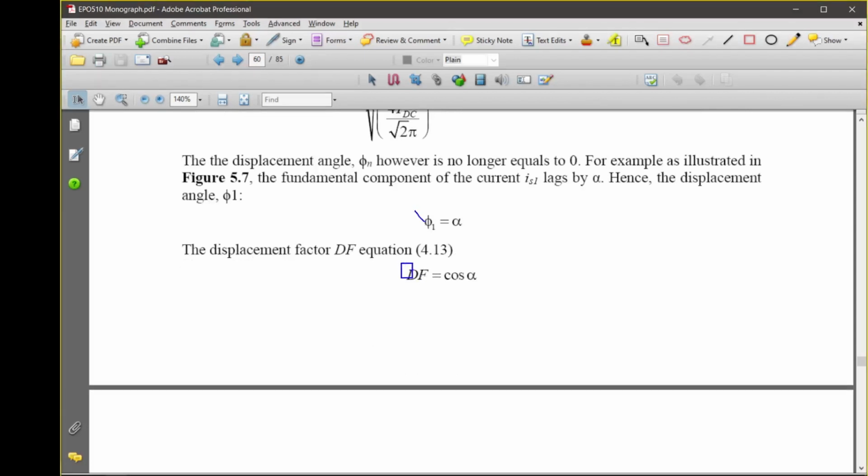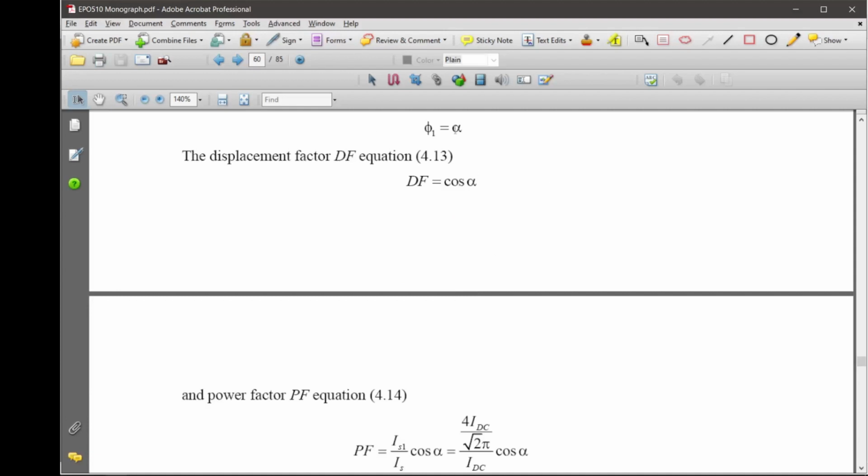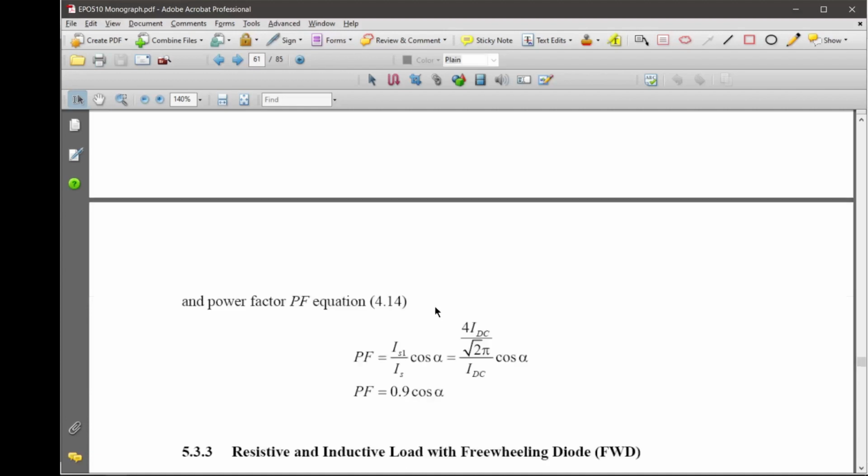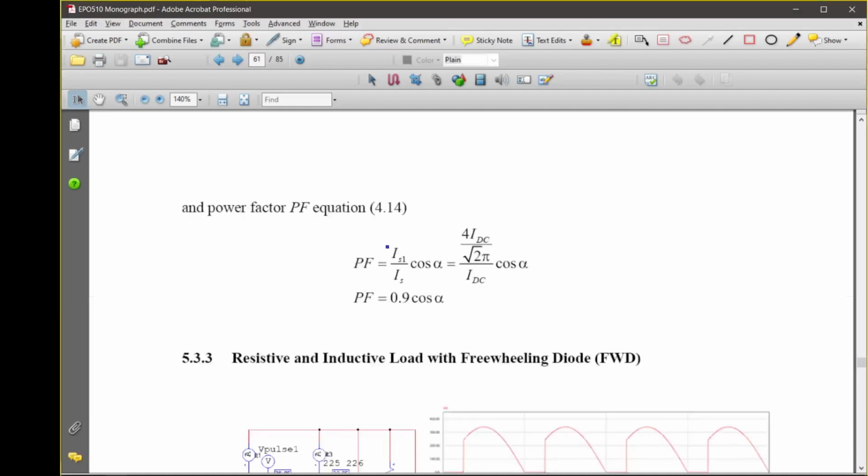Okay, so we know that phi1 is now alpha instead of 0, and therefore the displacement factor cos alpha can be calculated if you know alpha, and then the power factor now becomes 0.9 multiplied by cos alpha. So the power factor is no longer 0.9. Before this, if you remember, the power factor was 0.9 and THD was 48.4%. So for the case of controlled rectifier, the power factor depends on the value of alpha. Okay? It depends on the value of alpha.